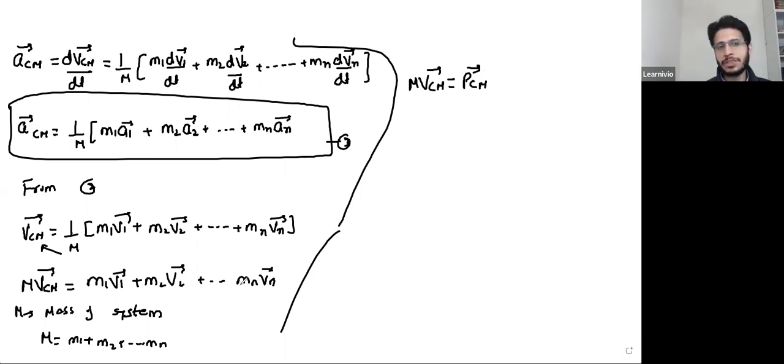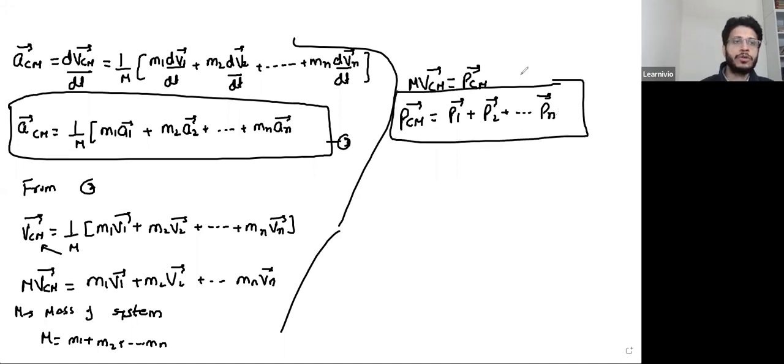This m1 v1 plus m2 v2 plus up to mn vn, these are the momentums of individual particles. So you can say that the momentum of center of mass is p1 plus p2 up to pn. If you want to calculate the momentum of center of mass, then just add the momentum of individual particles vectorially. The vector sum of momentum of n particles would be the momentum of center of mass.